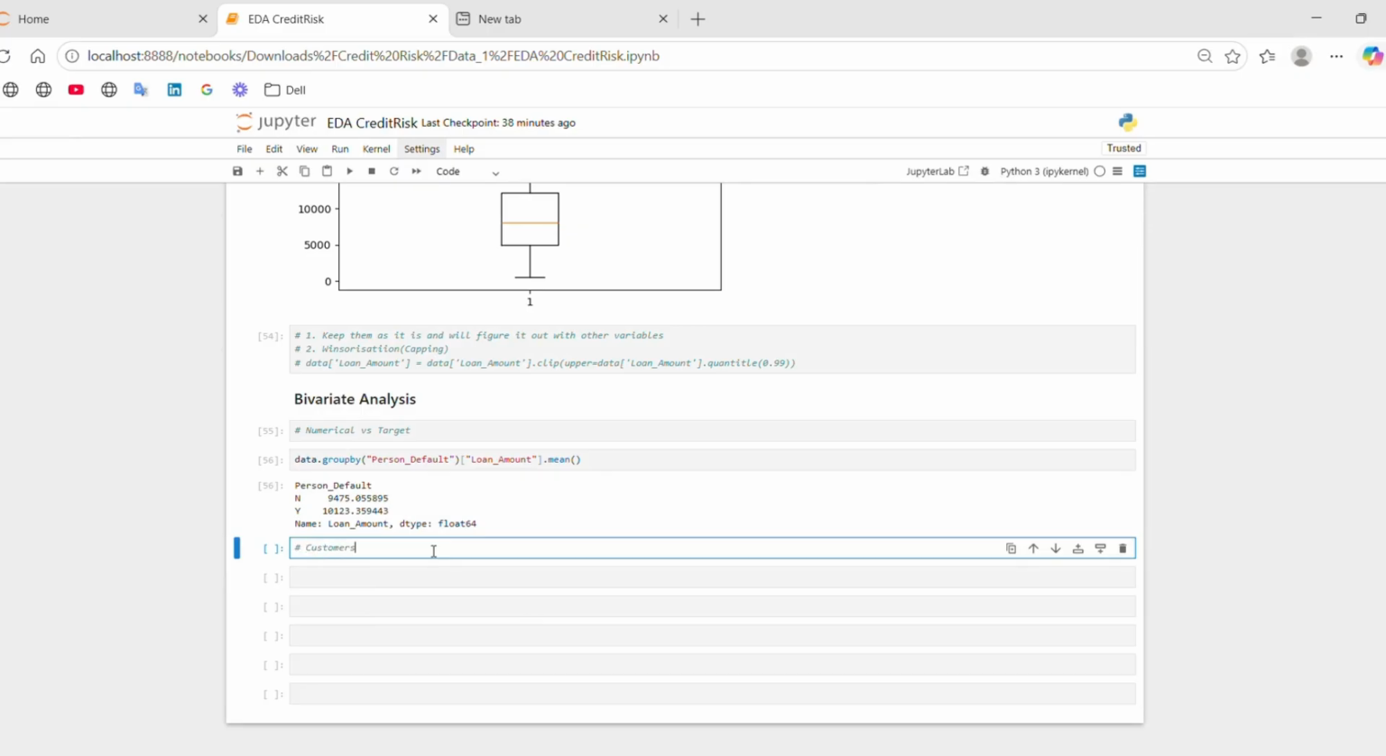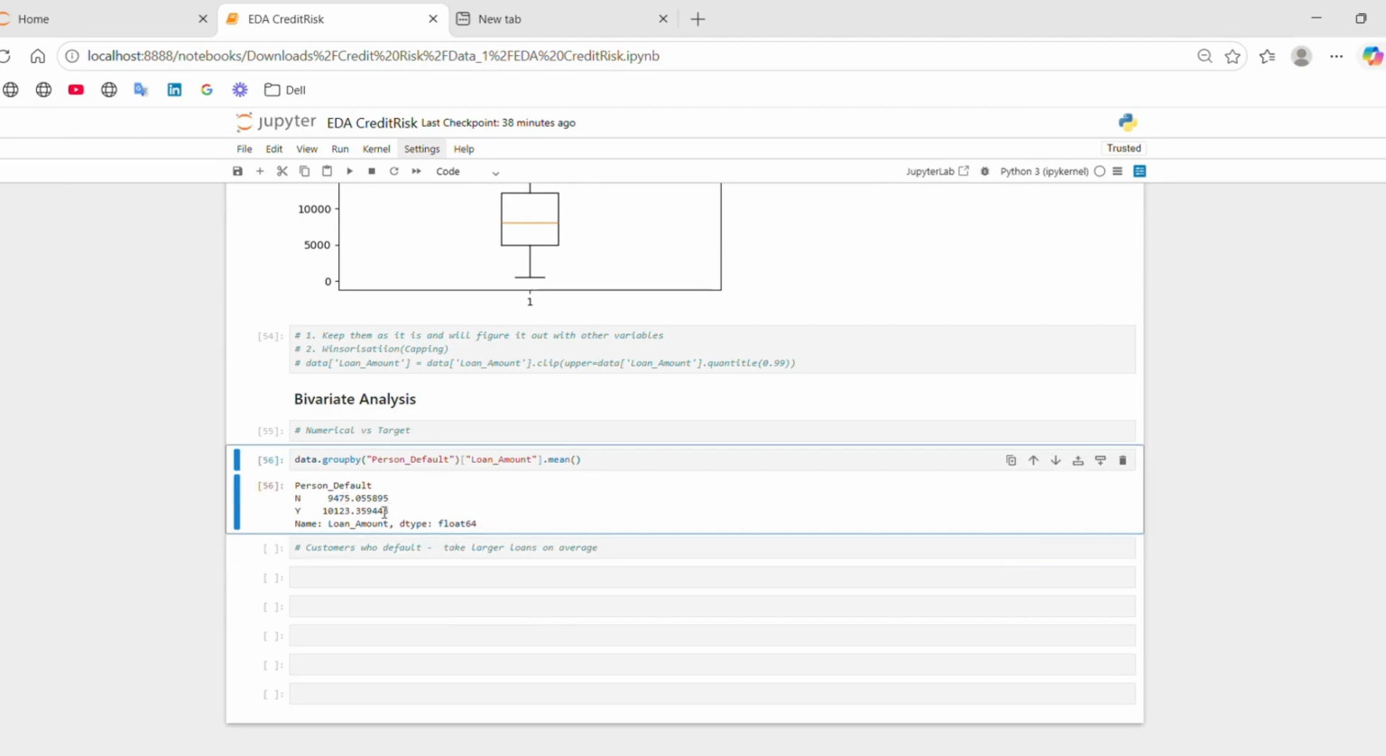So customers who default, that's the observation that I am getting from above, that they take larger loans on average, which is less in comparison to the non-defaulters. So customers who have taken higher loan amounts are more likely to default. That's the observation that we can find out.